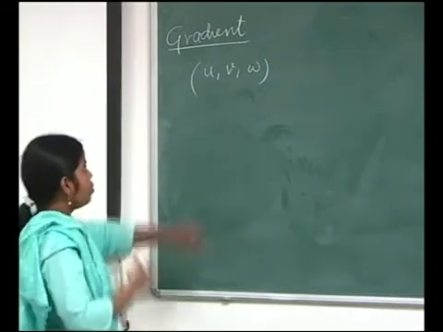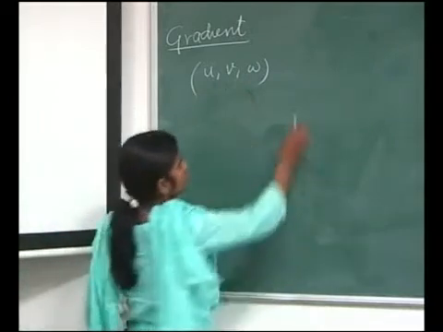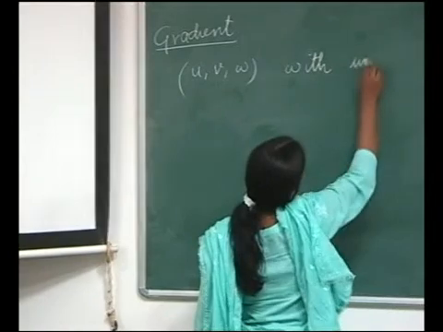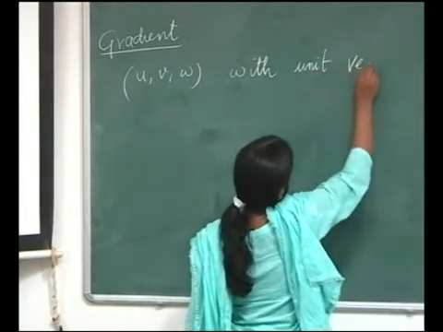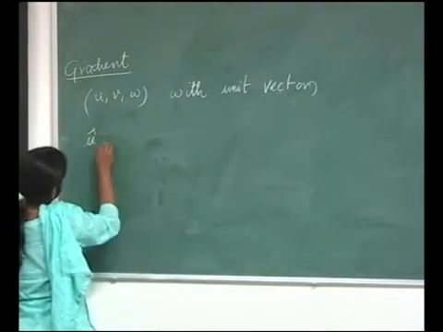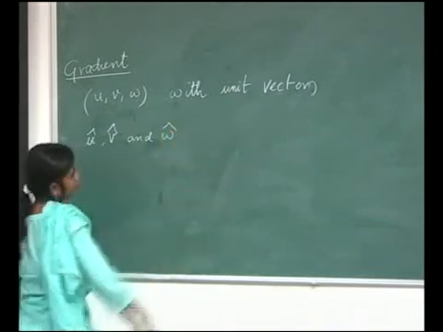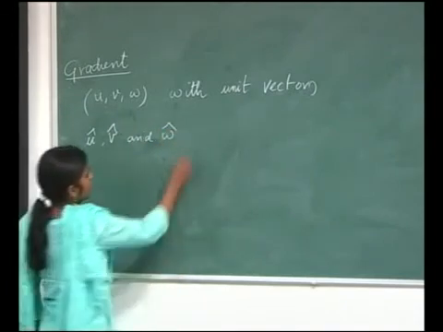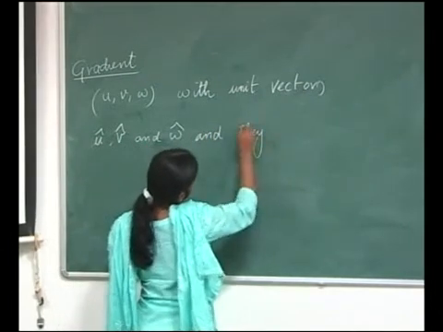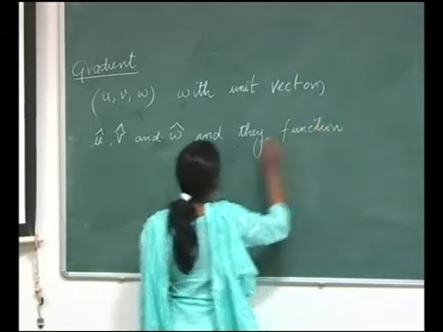So now I have u, v, w, which is a function of position, with unit vectors u cap, v cap and w cap. And they are also functions of position.